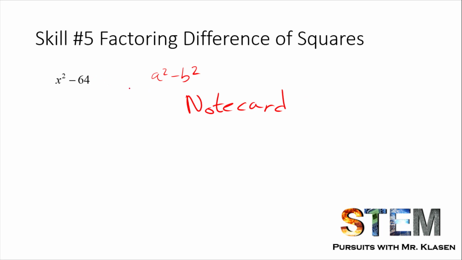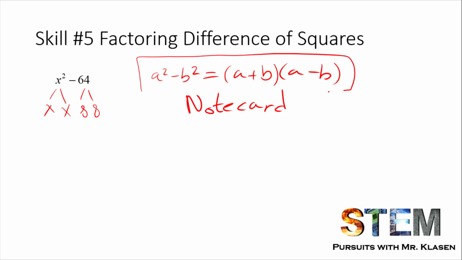So for example, if there is an x squared minus 64 situation, this is a difference, so there's subtraction involved. And what I notice is that both of these are perfect squares. So if we go x times x, that's a perfect square. If we go 8 times 8, this is a perfect square. And if you see this, the equation for this is always a squared minus b squared, and you have a plus b and a minus b as the situation that arises. So whenever you have a difference of squares, this formula will always hold true.